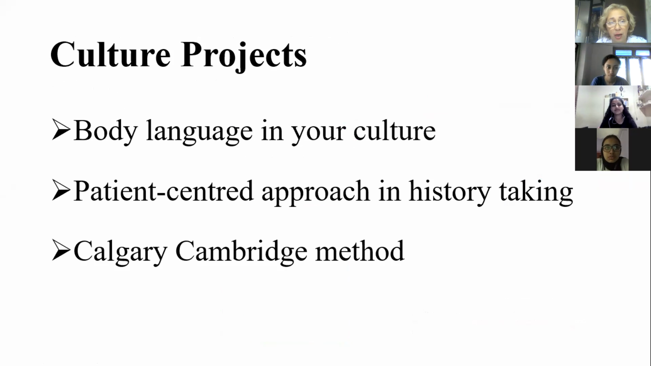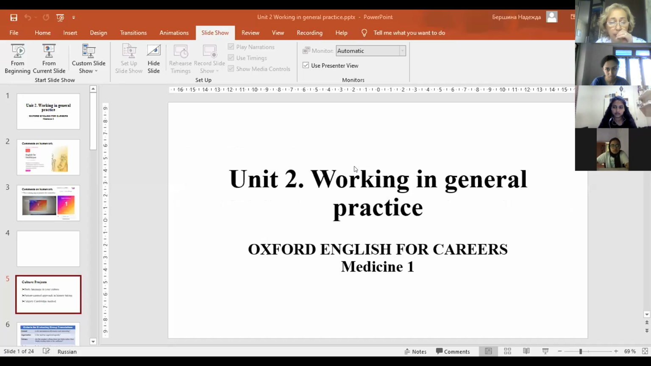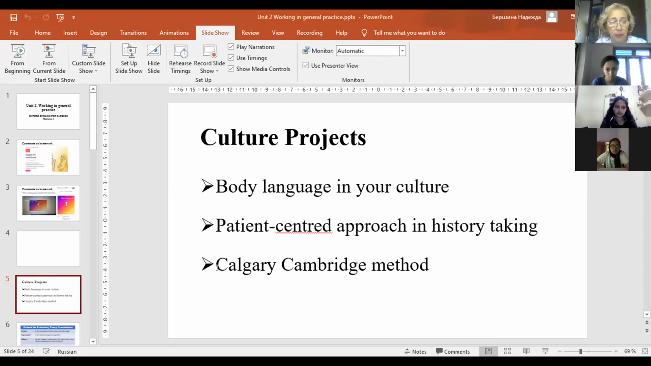And now it is time to speak about the culture projects that you've prepared for today's class. So we were speaking about body language, the culture projects that you've prepared about body language in your culture, then patient-centered approach in history taking, and Calgary-Cambridge method. So let us start with the first one about the use of body language in your culture. So do you have this presentation? Who will be speaking about this? Yes, ma'am, we have our presentation with us.